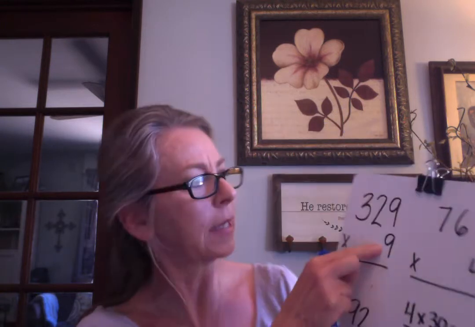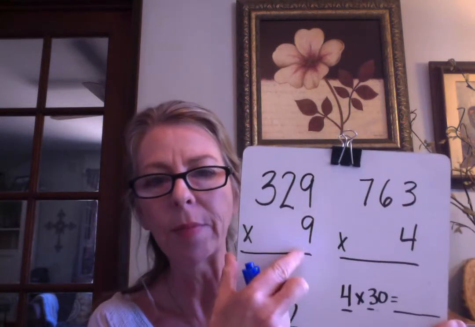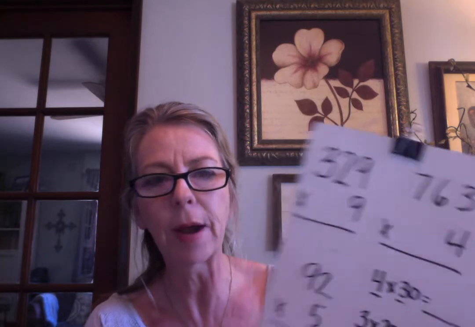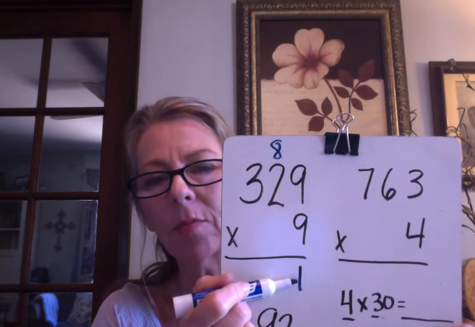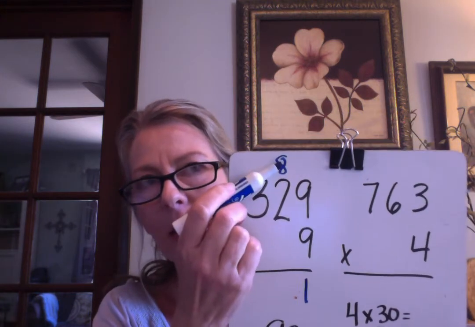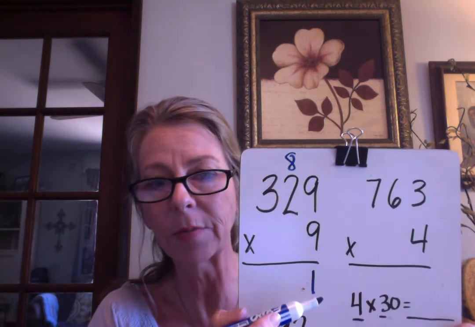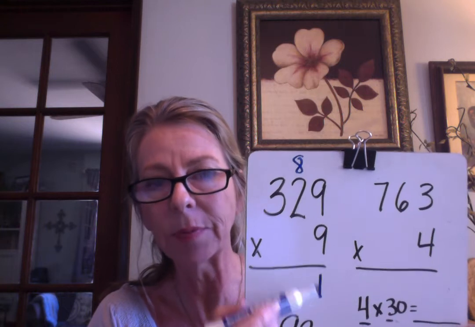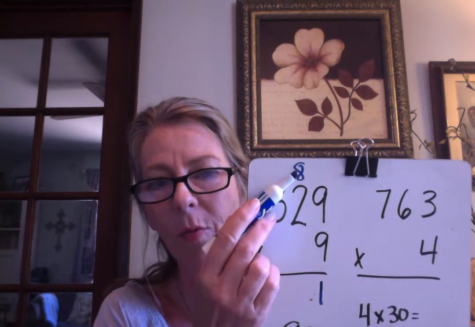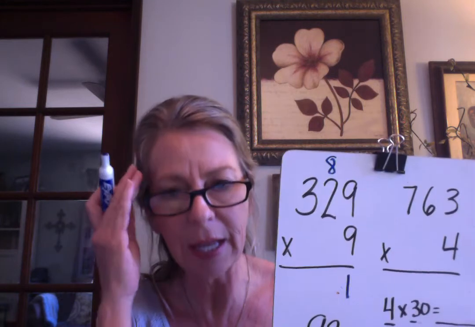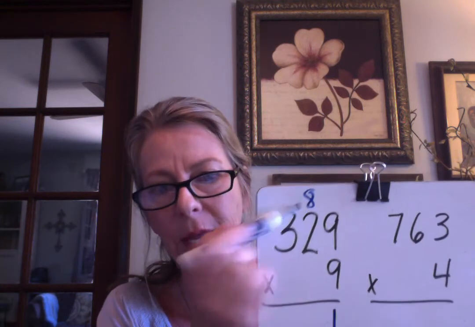Okay, so we have 9 times 329. Remember the steps. We take our multiplier and multiply by our ones, okay? So we have 9 times 9, which is 81, right? So we want to make sure, because 81 is 8 tens and 1 one, we want to make sure our 1 is in the ones column and our 8 is in the tens column. A few errors that I saw: people flip this around. They put their 8 tens in the ones place and they put their 1 one in the tens place. So make sure you're thinking 81 has 8 tens, so it needs to go in the tens place.